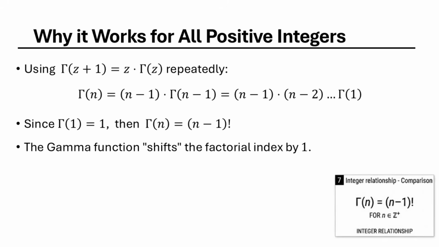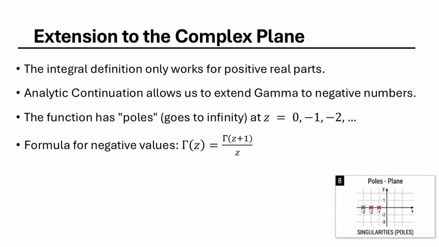In general, for any positive integer n, gamma of n equals (n minus 1) factorial. This shift of 1 unit is a historical quirk of Legendre's notation, but the relationship is solid. But what about numbers that are not integers? What about the gaps? The integral definition works for any real number greater than 0. This means we can find the factorial of 2.5 or 3.14.